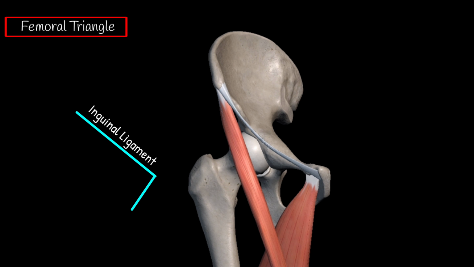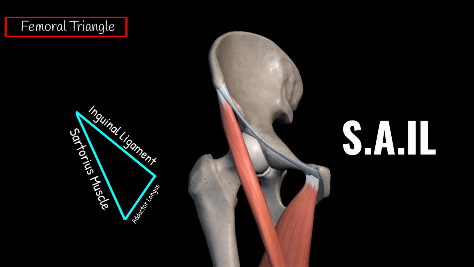The medial border of the femoral triangle is formed by the medial border of the adductor longus muscle. The lateral border of the femoral triangle is formed by the sartorius muscle. The most common and easy mnemonic for borders of the femoral triangle is SAIL. It stands for sartorius, adductor longus, and inguinal ligament.